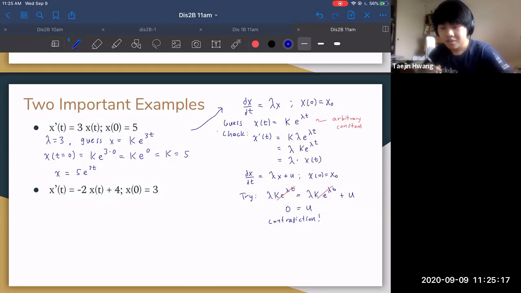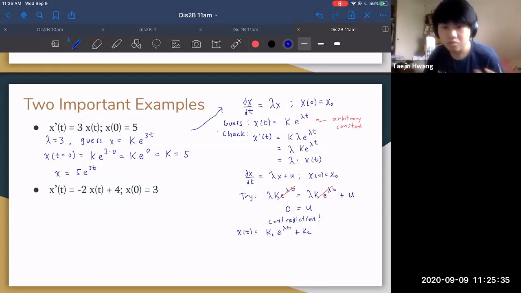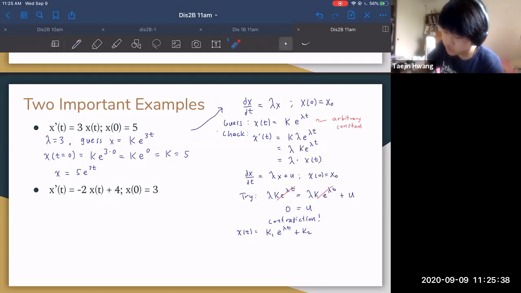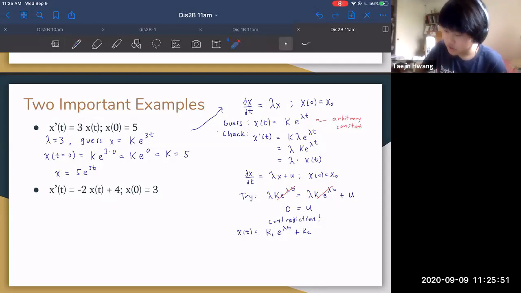And if our guess doesn't work, well, is all hope lost? Well, we can actually improve our guess. I'm going to tell you right now that something better to guess is something of the form k1 e to the lambda t plus k2. It's very similar to the first one, except we just add a constant. You're not expected to know how to come up with these, but there's some intuition behind why it is the way it is: you have some extra constant added here since you have some extra constant added here as well.